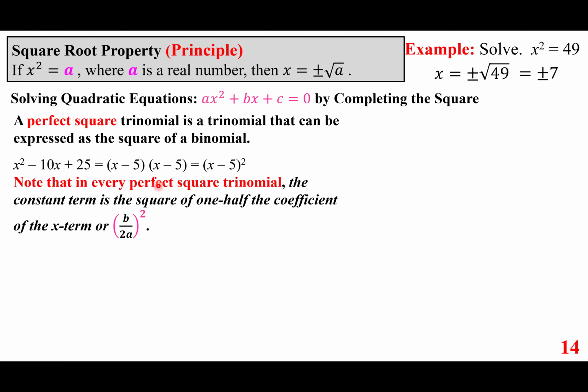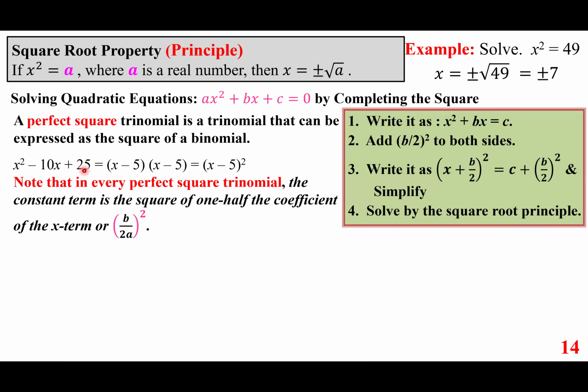Note that in every perfect square trinomial, the constant term is the square of 1/2 of the coefficient of the x term, or (b over 2a) to the second power. Minus 10 divided by 2 is minus 5, squared is 25. That's what we mean. So what is the process?